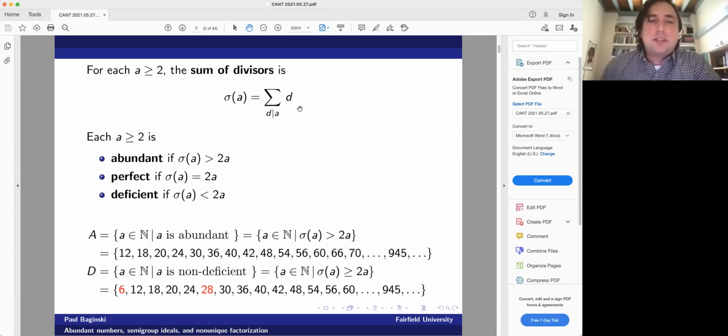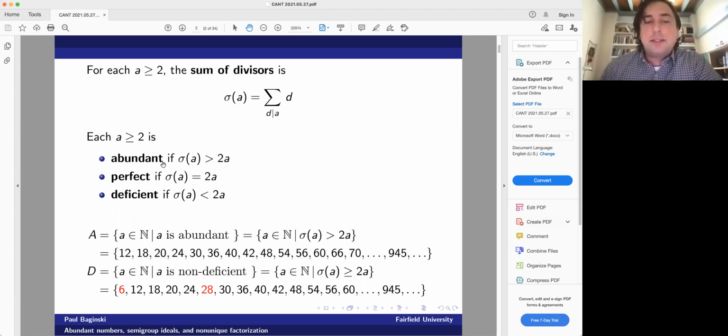So if I have an integer a that's greater than or equal to 2, I can add up all of its divisors, and that is a number called sigma of a. And since a is greater than or equal to 2, both a and 1 are divisors. So the sigma of a is at least a plus 1, but it can be quite a bit bigger. We fall into 3 cases.